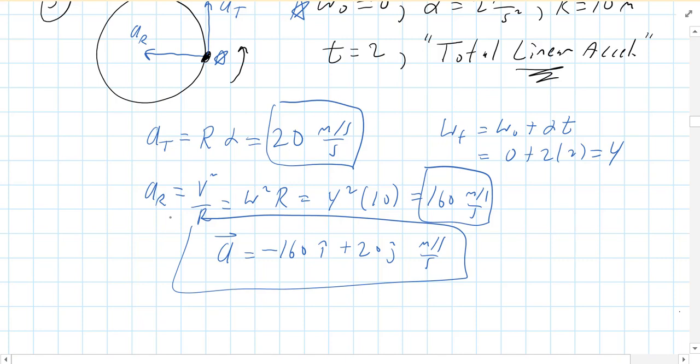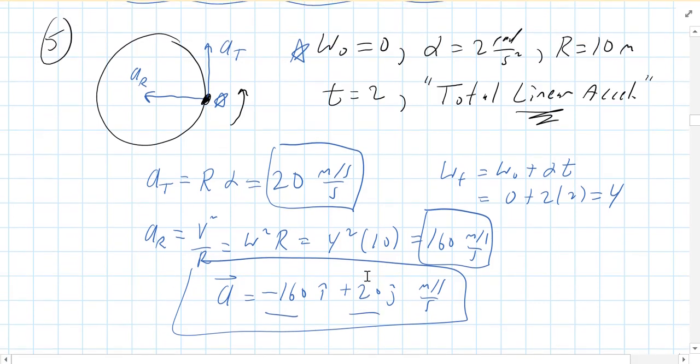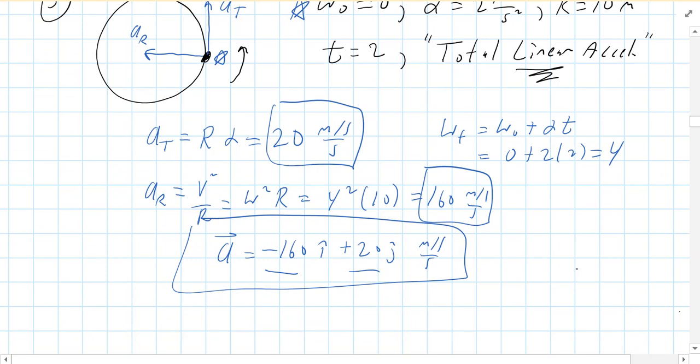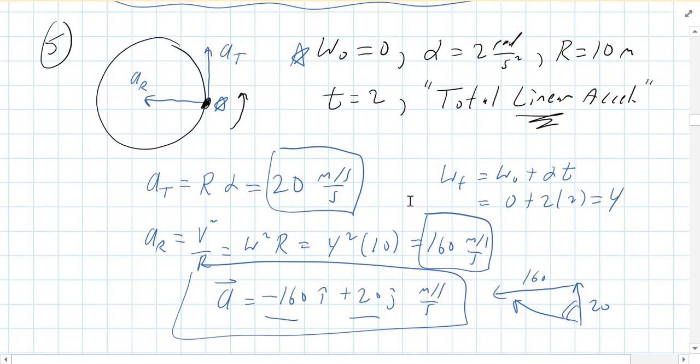But they may also ask you to find the magnitude of the total linear acceleration, in which case you would just Pythag these two numbers. They may even ask you for an angle. So in that case, maybe here's your AT going up, and then here's your AR going left, and you could find the magnitude and you could find an angle in there. So that's an example of translating angular quantities to linear quantities. I hope those two examples were helpful, and thank you very much.